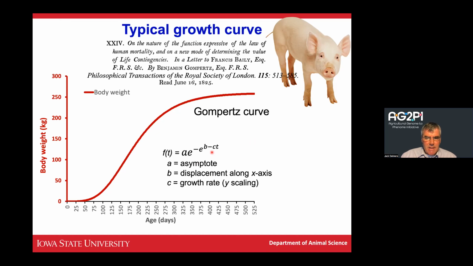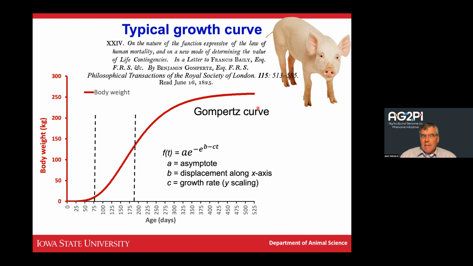And it has 3 parameters. A is the asymptotic body weight in this case. B and C both relate to the inflection point, where that occurs and what the rate of growth is at the inflection point. Now, unfortunately, in growing pigs, we send them to slaughter shortly after their inflection point. So we don't really see the remainder of the curve.